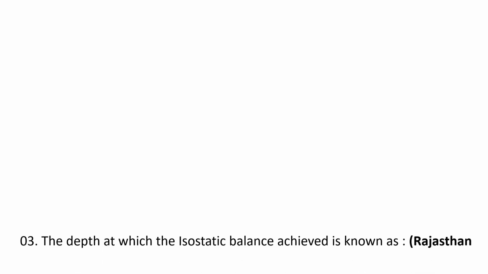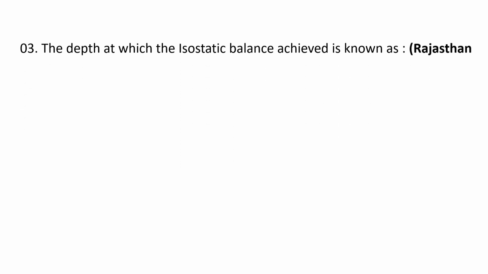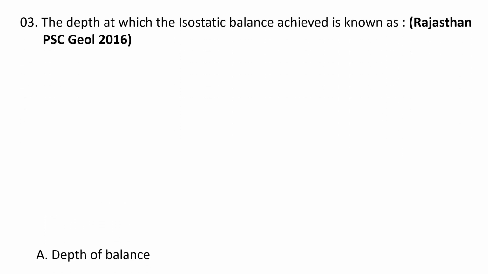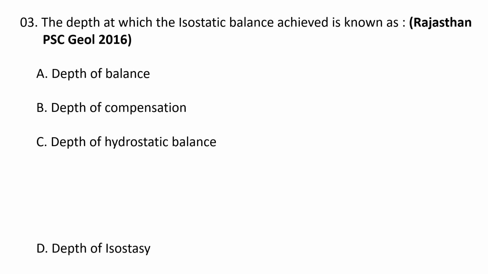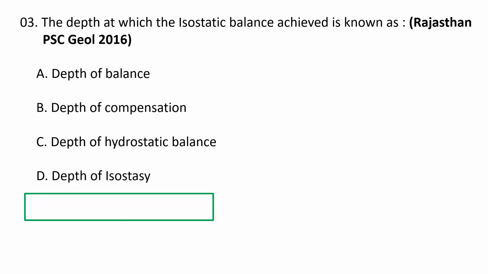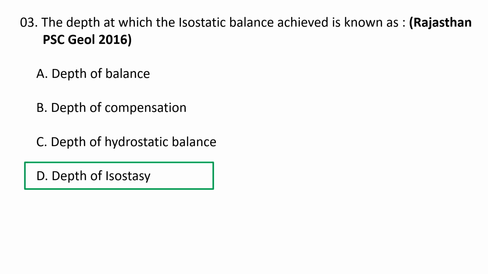Next question. The depth at which the isostatic balance is achieved is known as A. Depth of balance, B. Depth of compensation, C. Depth of hydrostatic balance and D. Depth of isostasy. The depth at which the isostatic balance is achieved is known as the depth of isostasy. So isostasy or isostatic equilibrium is the state of gravitational equilibrium between the Earth's crust and mantle such that the crust floats at an elevation that depends on its thickness and density. So D is the correct option.